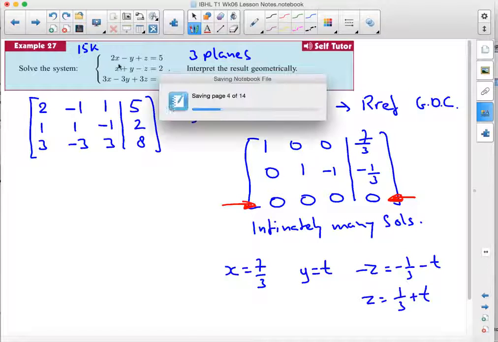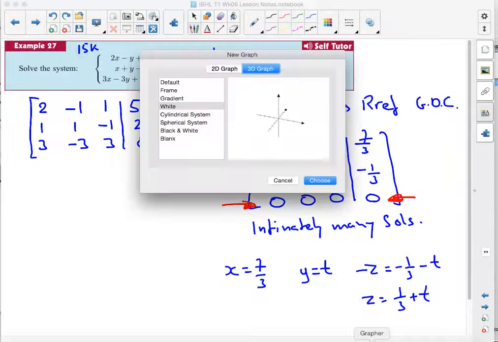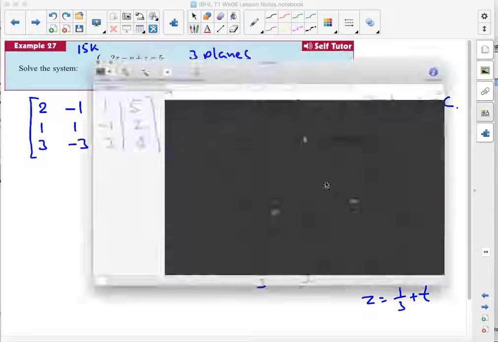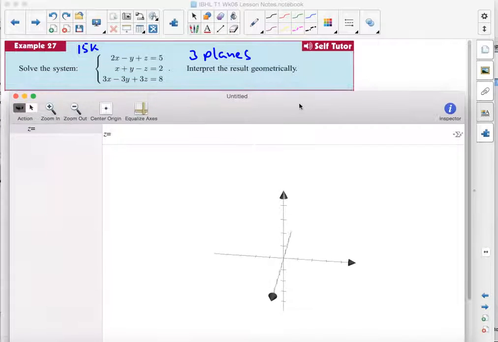And the interpretation of that solution is that the 3 planes intersect in a line, and a line has infinitely many points, so infinitely many solutions. Let's have a look. Let's go to a 3D graph and let's put in our equations. I'm going to type this in.